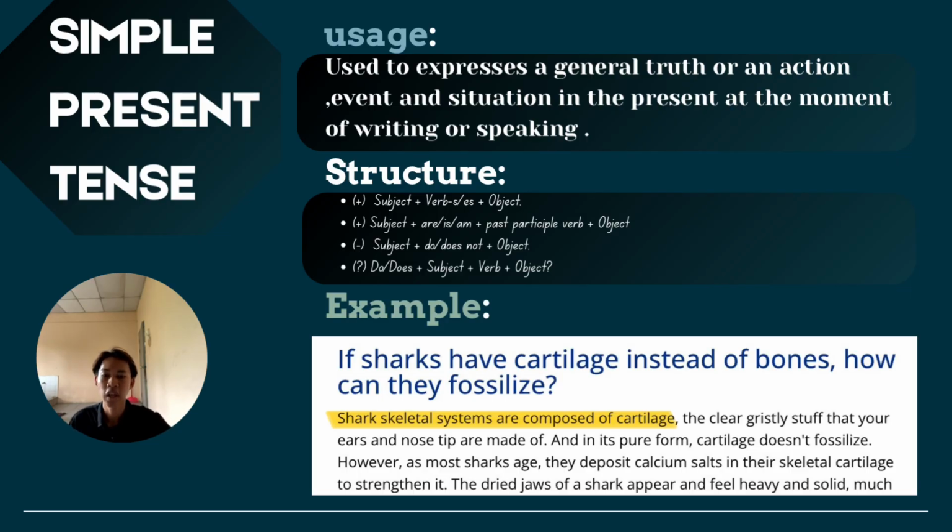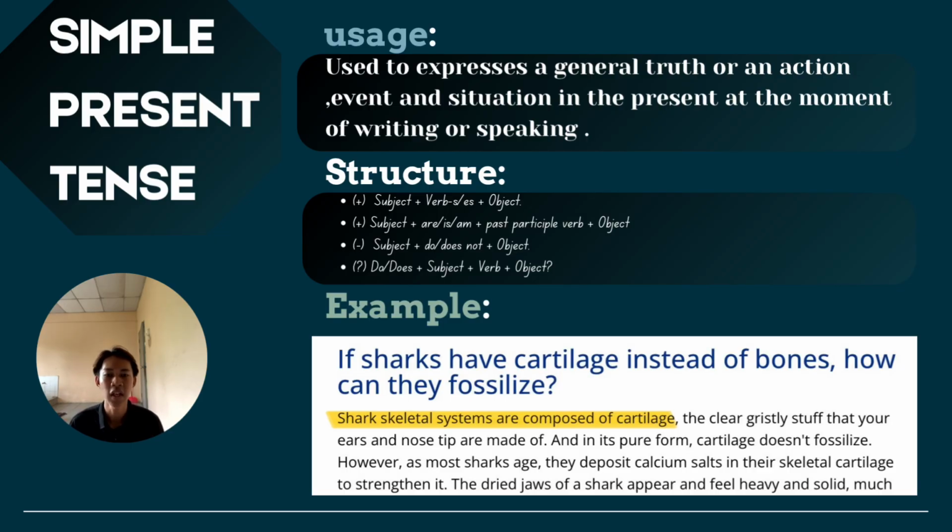Now, let's look at our example. Shark skeletal systems are composed of cartilage. This is a permanent fact, always true, so we use simple present tense, perfect for explaining things that are permanent.